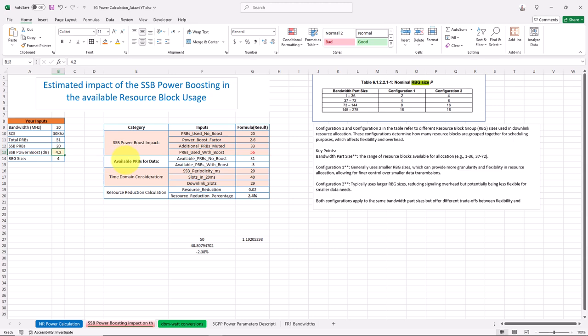So now let's try to modify this value, for example. Here I'm just saying that I'm going to do power boosting by 3 dB. I'm going to increase by 3 dB.